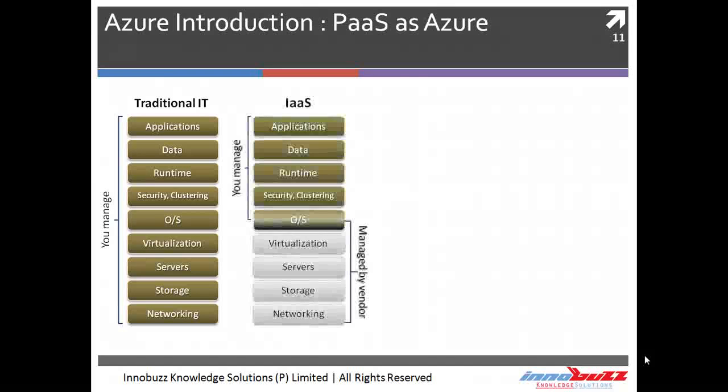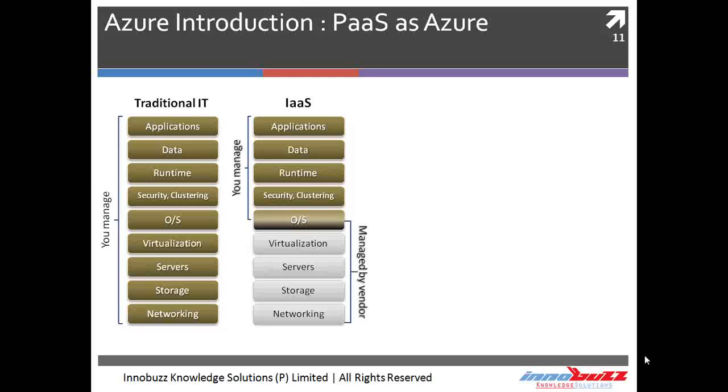If we go one step further, then we have IaaS, where you manage the operating system, security, clustering, runtime, data, and applications, and the infrastructure is all managed by some other vendor. So you subscribe for the infrastructure. The virtualization, servers, storage, and networking are all handled by a different party. That's no more your headache. So half of your work has already been decreased if you use infrastructure as a service.